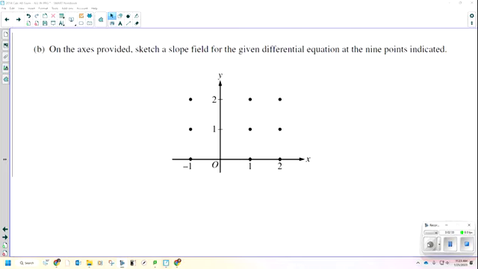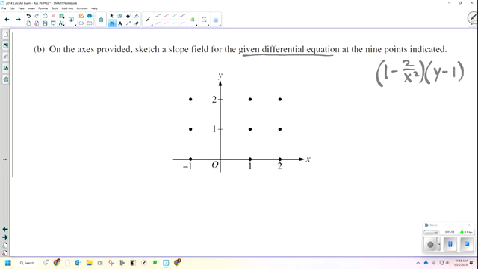6b. To me, these are simple as well. But let's go through it and make sure it's also simple for you. On the axis provided, sketch a slope field for the given differential equation at the 9 points indicated. Let's keep in mind that the given differential equation is (1 minus 2 over x squared) times (y minus 1). Okay, that's the differential equation we're given.